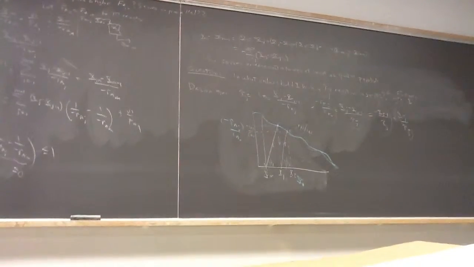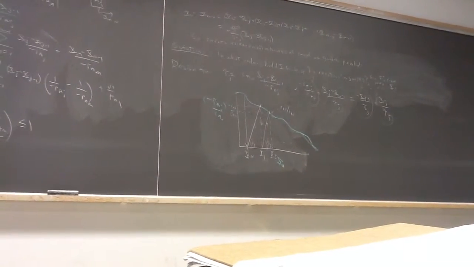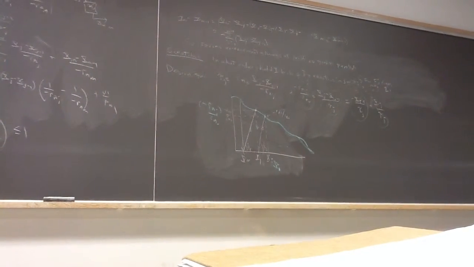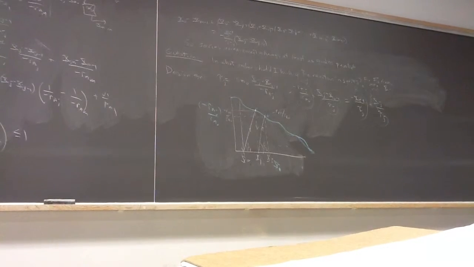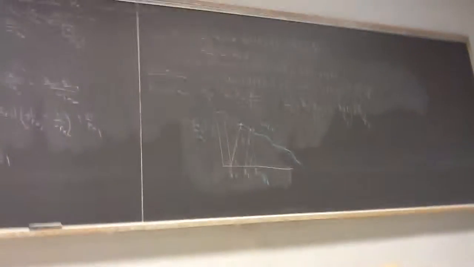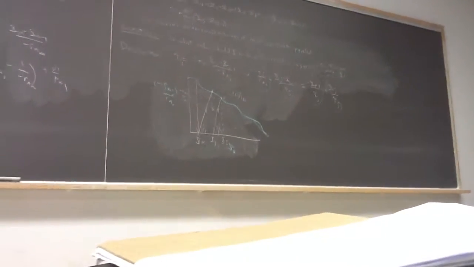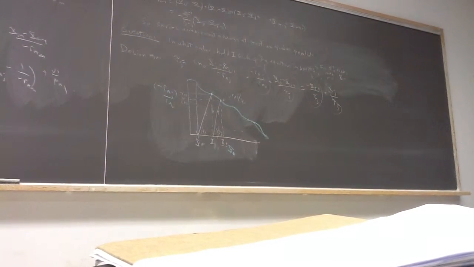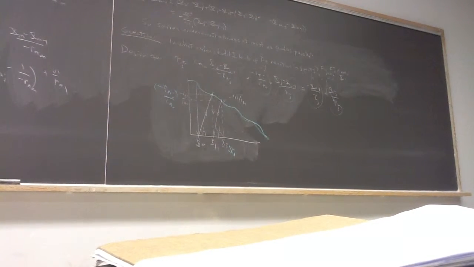There are only 6 different arrangements for 3 reactors. So for each arrangement, you go through this procedure and you determine X out for each of those arrangements, and you pick the one that's the best. You don't usually have 20 reactors. It's usually a small number, 2 or 3.